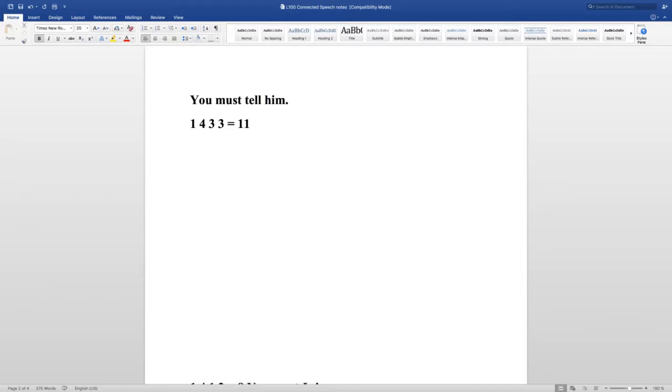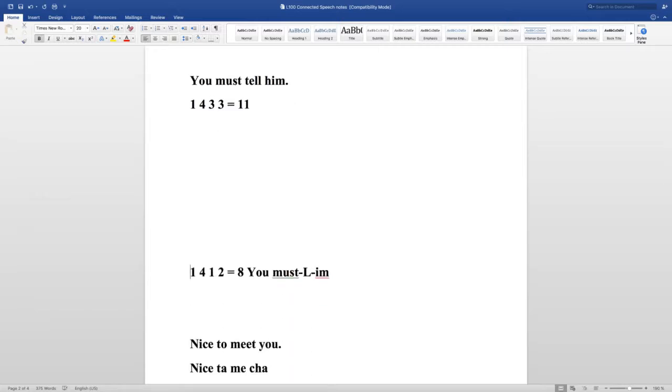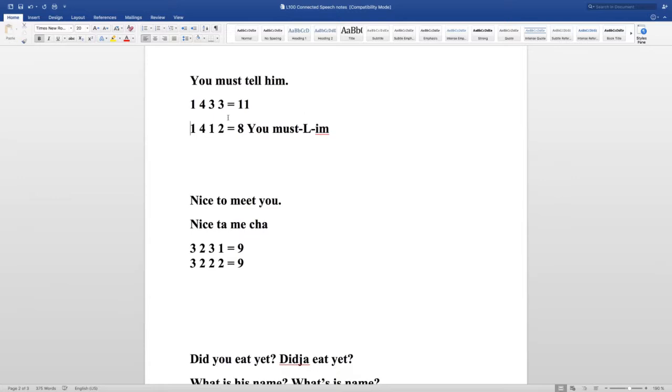So instead of saying the T twice in "you must tell him," we're only saying the T once. And the H sound gets dropped entirely, so it becomes "im" instead of "him." So all of a sudden it's "you," one sound; "must," 4 sounds again; "L," which is one sound; "im," 2 sounds. And this all kind of goes and flows together.